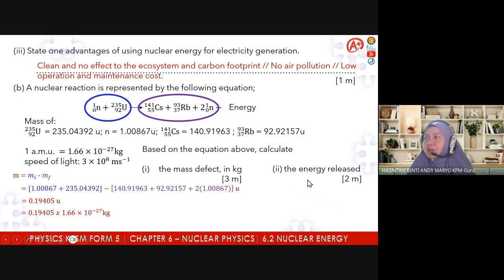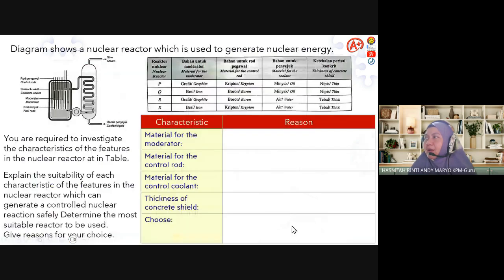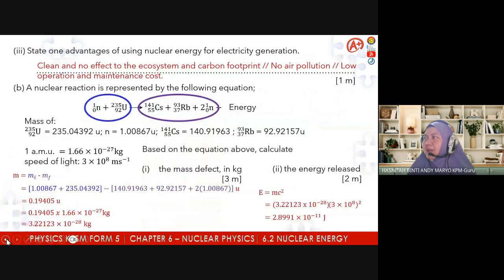Then energy release. So it must be converted into kg. So energy release E equals mc squared. So the answer is 2.8991 times 10 to the negative 11. Okay.